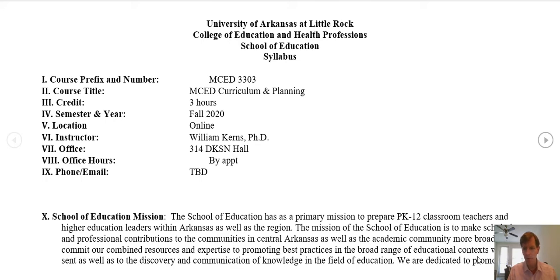Right now I'd like to give you a brief little overview of what to expect. We're going to do a lot of reading, we're going to do a lot of writing, we're going to get heavily into lesson design, objectives, assessments, and how to plan a curriculum unit of instruction.